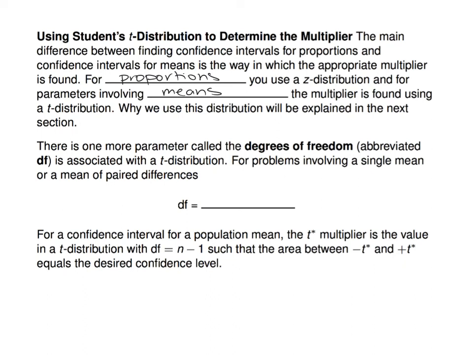And there is one more parameter called the degrees of freedom, which is abbreviated DF, associated with the t-distribution. And for problems involving a single mean or a mean of paired differences, the degrees of freedom is n minus 1, where n is the sample size.